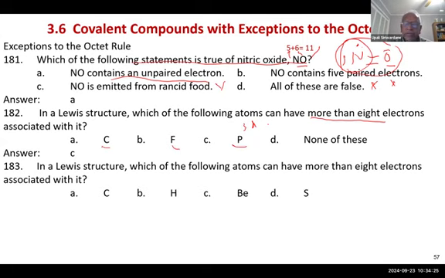In a Lewis structure, which of the following atoms can have more than 8 electrons associated with it? More than. Sulfur, that's a 3d. This is the second period, this is also the first period. It says more than. If the question was less than, hydrogen would be the answer. The answer to this question is D.